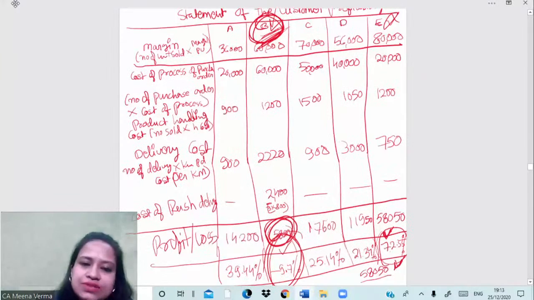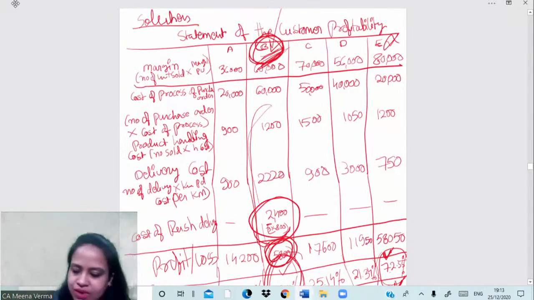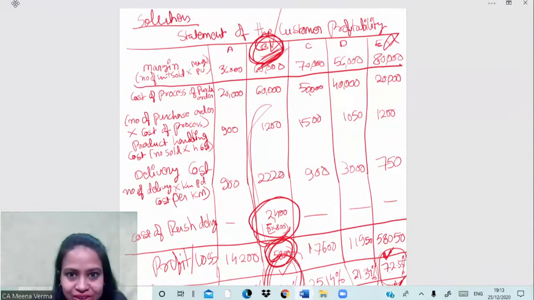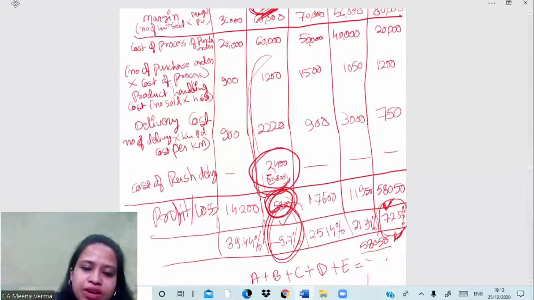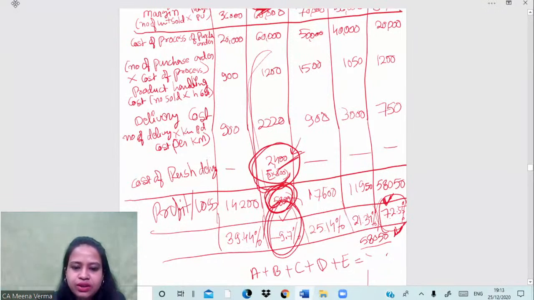See, if there is loss, we should try either to increase the margin or reduce the cost. We have the option to reduce this. We have a cost on rush delivery. Try to avoid rush delivery and try to do the delivery on time. In that way, you can manage to reduce this 2400, the cost which you are incurring on rush delivery.